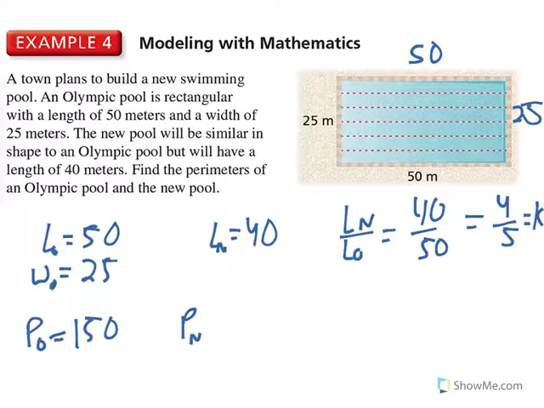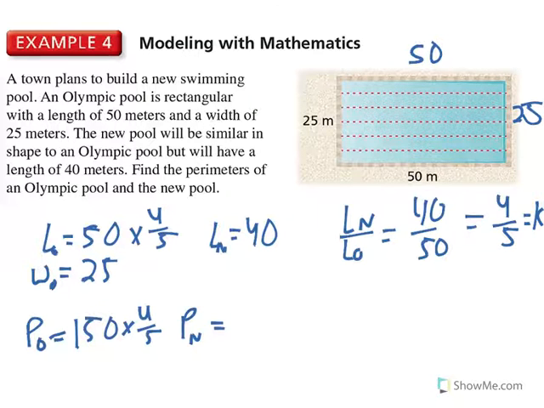Okay, so I have my perimeter of my Olympic. I know my scale factor now. So all I'm going to do is just like we could have done with the length. Once we found that 50 times 4/5 would give us 40, now we're going to do our 150 times 4/5 to give us our new perimeter.